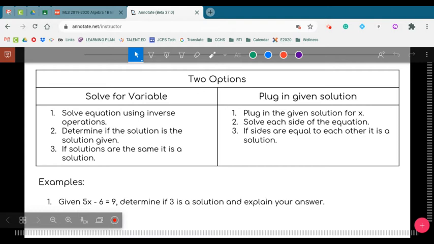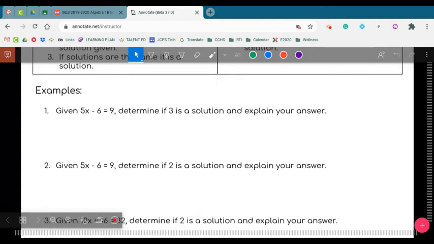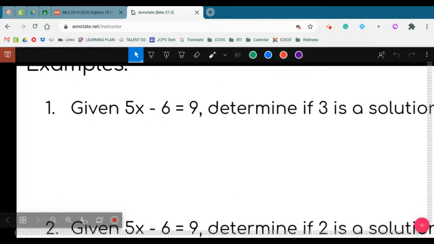Well, when you get down to the end and you get x equals, if that number is not the number they gave you, then it's not a solution. Our other way is to plug in what they give us for x and just simplify. Now, whichever way, it doesn't matter. Both will be okay. I will explain it both ways on the first couple problems on this. So these are simple two-step equations.